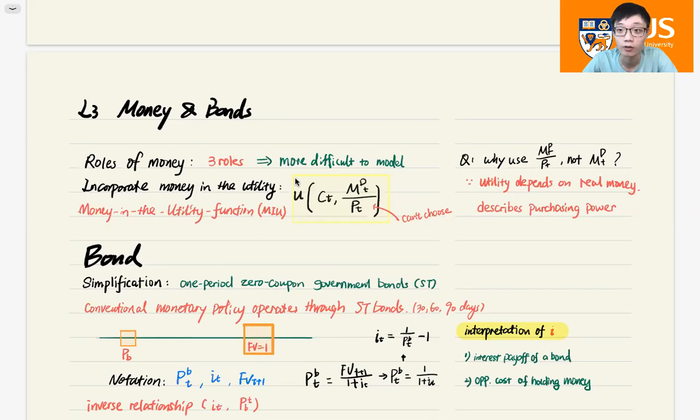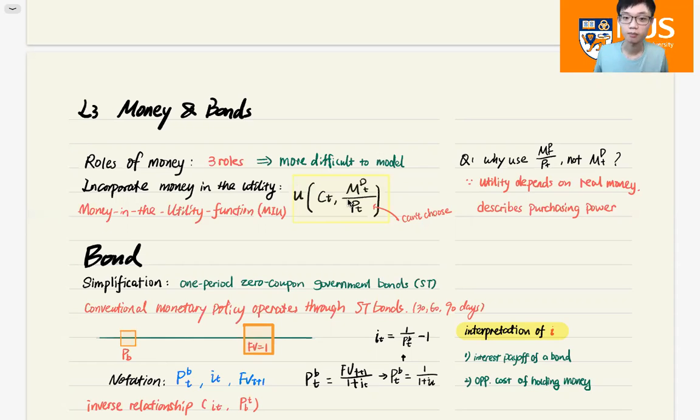Now we're going to incorporate money into the utility function, because in 2101 and earlier economics modules, money does not give a person utility. The person receives utility only from the goods or services he consumes, not from the money itself. But now we see that some people still like money. They like to hold money on hand, so maybe the money alone gives them utility. So we are going to incorporate that.